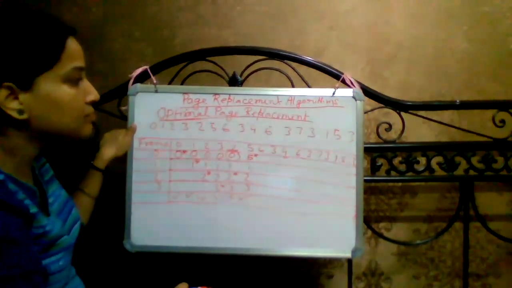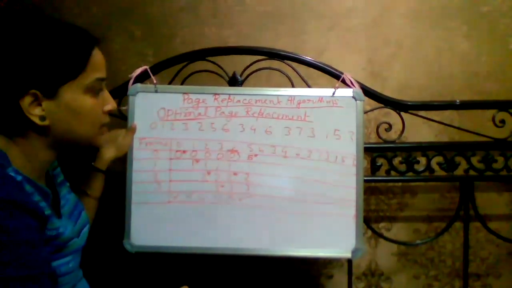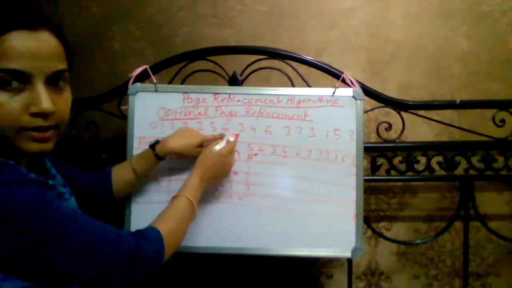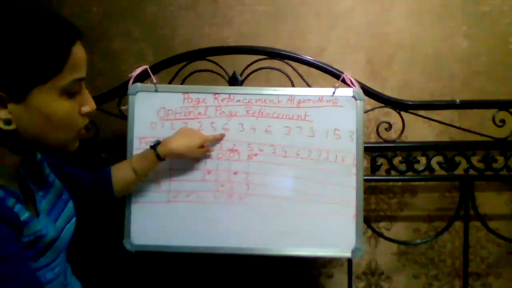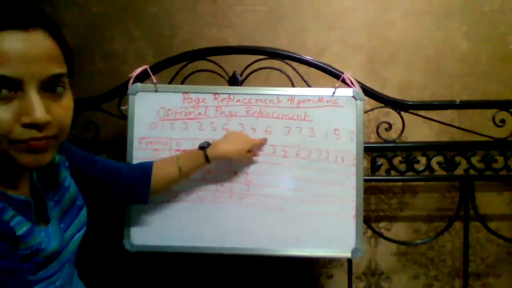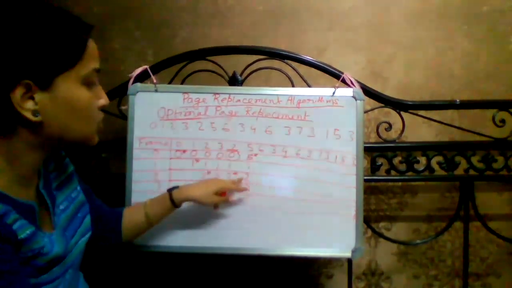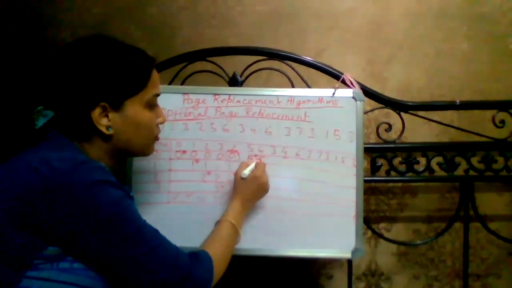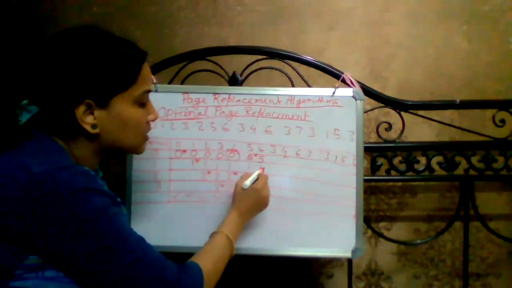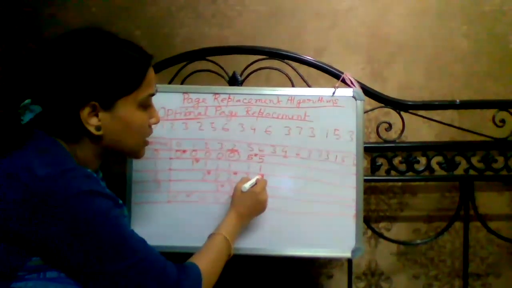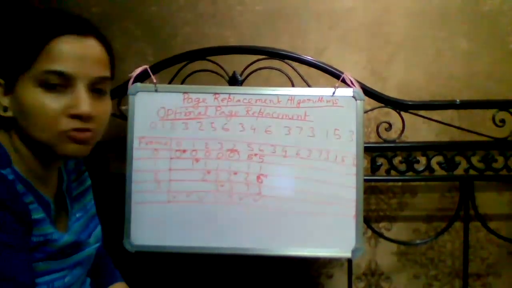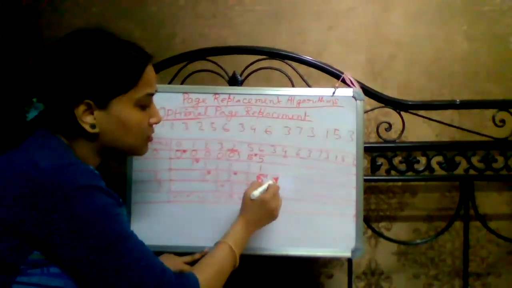Next one is 7. Now which one will be replaced? Next is 6. Which one will be replaced? 3 is recently used, 4 is recently used. Which one will be replaced? From here, 2 is not there in the future string, so we replace 2. So 5, 1, 2, 3, and a page fault occurs. Then 5, 1, 9, and 6 is the running string. Next one is 3. 3 is already there, so no page fault.